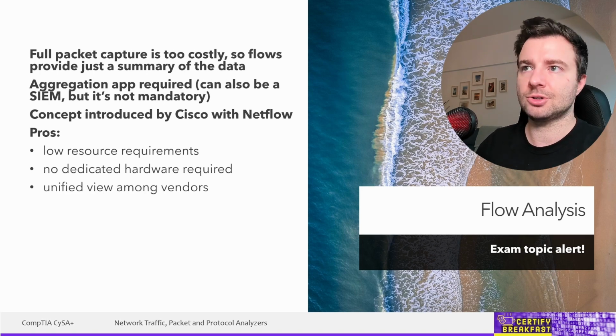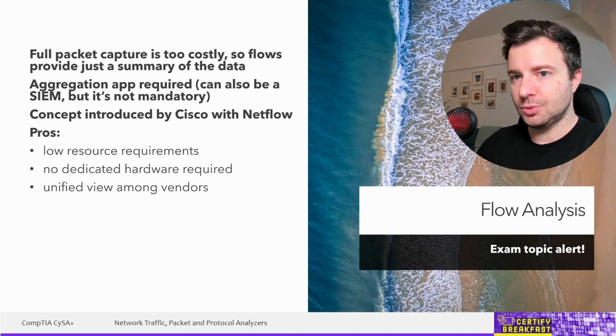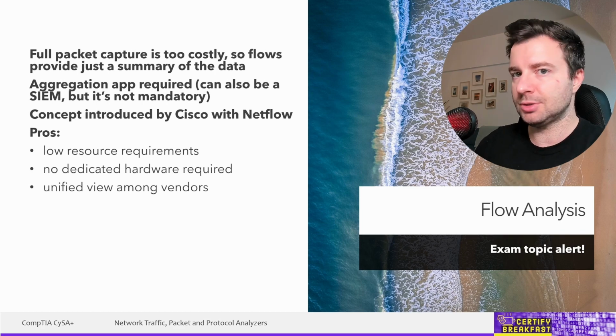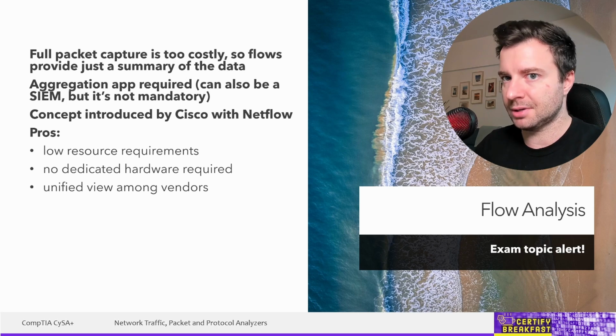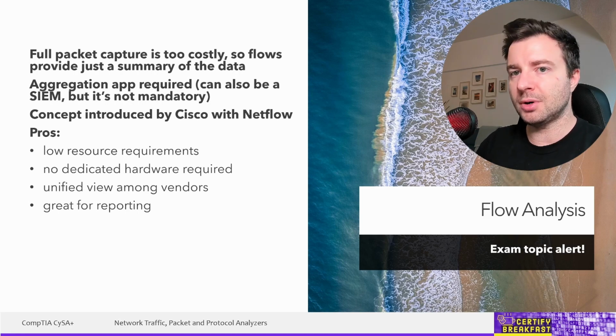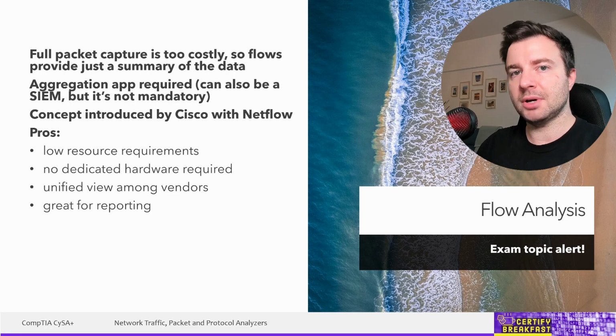But that's another discussion. As I said, we now have a unified view among vendors, so most of the flow protocols supported nowadays are going to be common between multiple vendors out there. So when you aggregate all this information, it's going to look the same. Doesn't matter if it comes from an HP switch or from a Cisco router. And they're great for reporting and visualization, creating traffic reports: who were the top talkers, who were the most used protocols, who was the most accessed destination in our company or in our department.